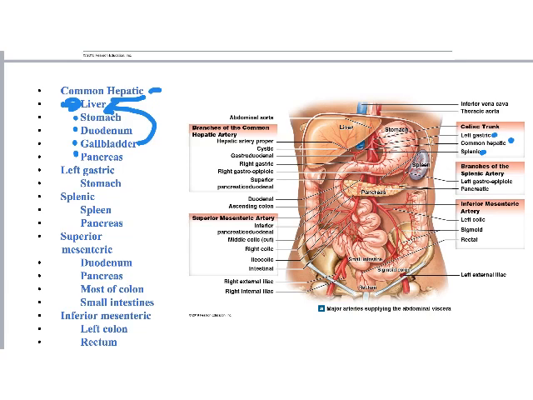Okay, the left gastric. Gastric stands for stomach, so that should be no surprise. The splenic is going to supply the spleen. Again, no surprise, but it also supplies the left side of the pancreas.